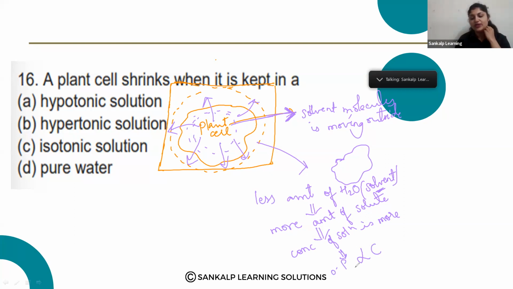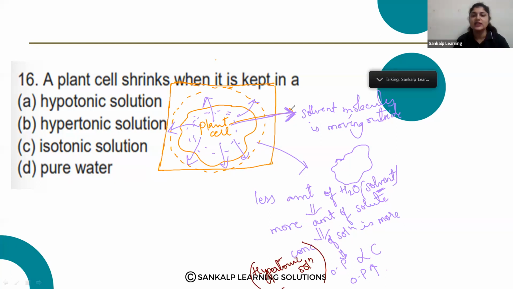Now, if osmotic pressure is higher, then it is a hypertonic solution. So osmotic pressure is higher here, and if it is higher, it is called a hypertonic solution. So from the plant, what will happen?